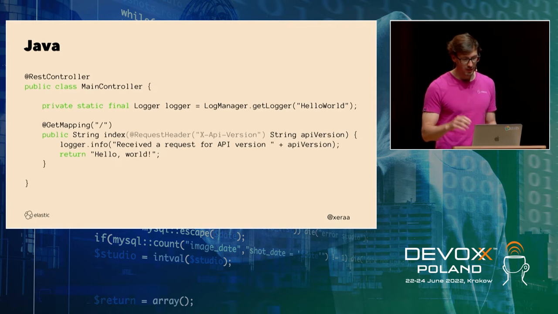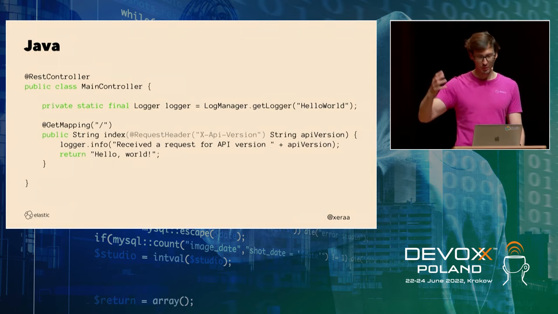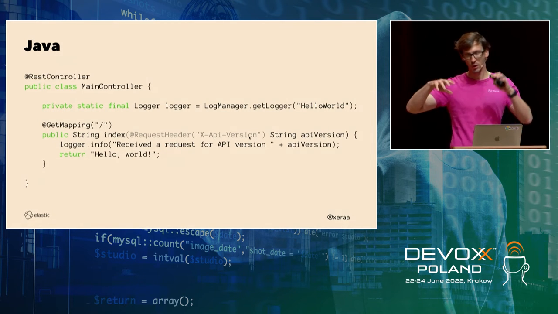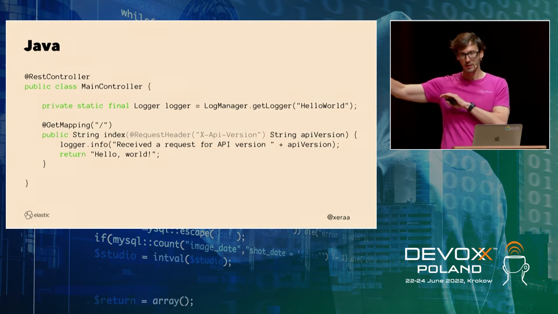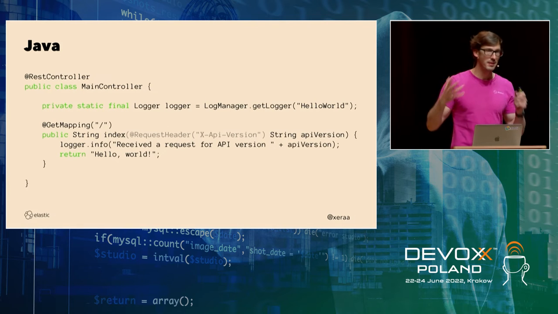Now, if an attacker wanted to exploit that, they would need to run a request that puts into X-Api-Version that JNDI lookup, whatever LDAP server they are running. And that would then fetch the class, execute it, and then you're exploited. So that's basically what is happening.